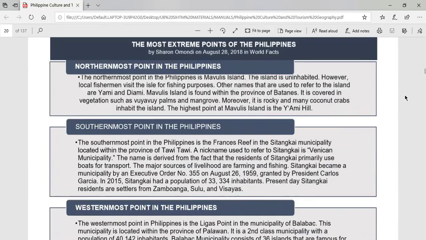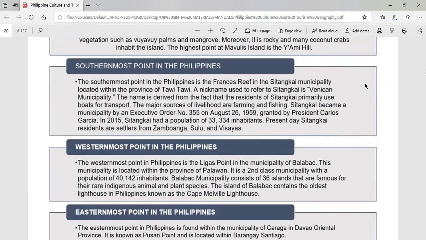So we have the northernmost point in the Philippines, which is Mabulis Island. Other names used to refer to the island are Yami or Waiami and Diyami. The highest point at Mabulis Island is the Waiami Hill. Again, class, the northernmost point in the Philippines is Mabulis Island. Just take note of this one as this information may appear in your examinations.